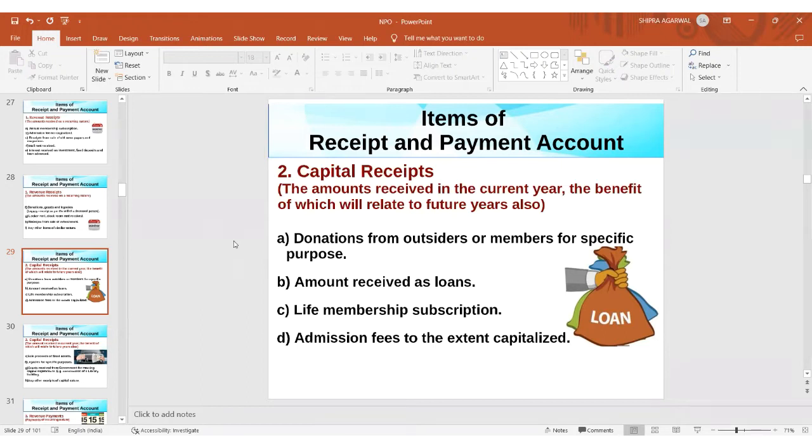Similarly, maybe the admission fee to the extent of capitalized. As I told you, with respect to admission fee, there can be two things. Whether you consider it as a recurring nature transaction, so in that case, you will consider it as revenue receipt. And if you consider it as a capital nature transaction, because you get it only once from the member, so in that case, it can be considered as a capitalized transaction.